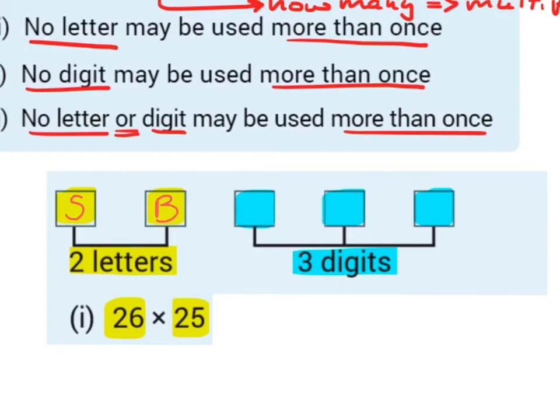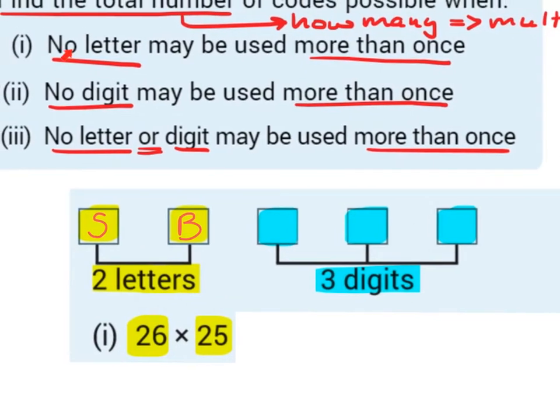So next we move on to the digits. So part 1 said that no letter may be used more than once, but it didn't say anything about the digits. So presumably we can repeat digits if we want. So we're going to have 3 digits in here, and for the first digit we have a choice of 10. So 0, 1, 2, 3, 4, 5, 6, 7, 8 or 9. So we have a choice of 10 digits for the first one. So we're going to multiply by 10. And let's say that digit was 7.